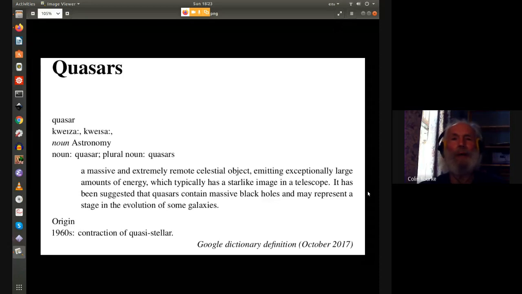So this is about quasars, and this is the Google definition. If you put quasars into Google, this is what you get: a massive and extremely remote celestial object emitting exceptionally large amounts of energy, which typically has a star-like image in a telescope. Huge. So that's the Google dictionary definition. I put the date on it because someday, hopefully, it'll change.